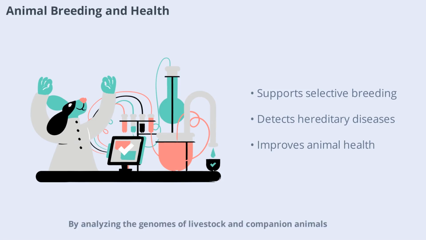Comparative genomics also plays a crucial role in animal breeding and health management. By analyzing the genomes of livestock and companion animals, researchers can identify genetic markers linked to favorable traits, such as growth rate, milk production, or disease resistance. This knowledge supports selective breeding programs, ensuring healthier and more productive animals. Additionally, comparative genomics can help detect hereditary diseases early, allowing for better management and prevention strategies.